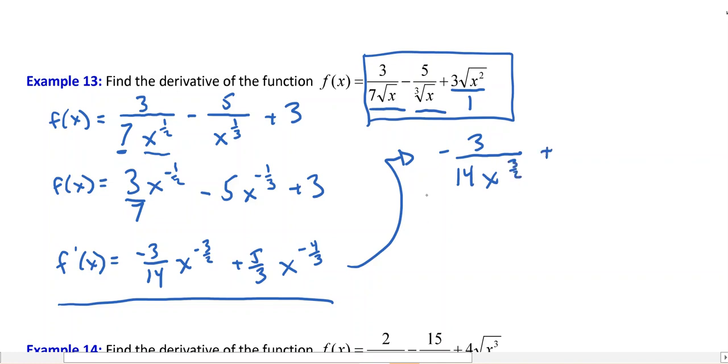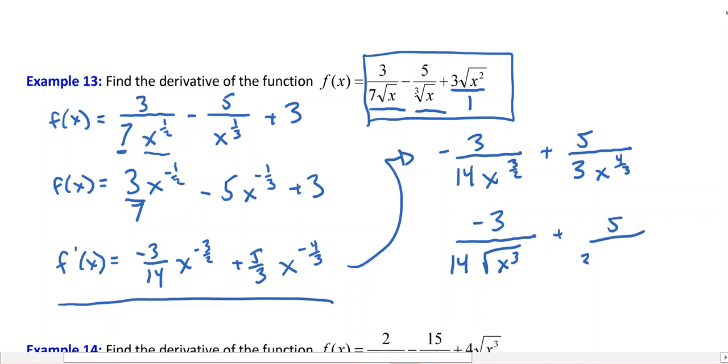In the next term, 5 is in the numerator, and the x to the negative 4/3 is going to go into the denominator along with the 3, and it's going to become x to the positive 4/3. And then the last step would be to rewrite in radical form. And so this is going to be negative 3 over 14 times the square root of x cubed, plus 5 over 3 times the cube root of x to the 4th.